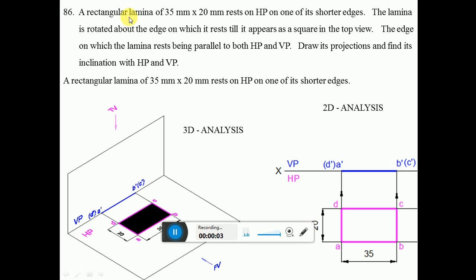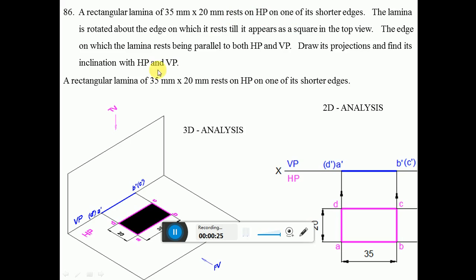So a rectangular lamina of 35 mm by 20 mm rests on HP on one of its shorter edges. The lamina is rotated about the edge on which it rests till it appears as a square in the top view. The edge on which the lamina rests is lying parallel to both HP and VP. Draw its projections and find its inclination with HP and VP.